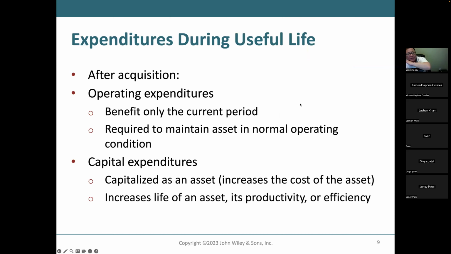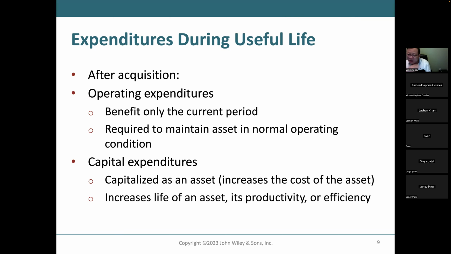Okay, and now expenditures during useful life. Expenditures. English is also my second language, so now I have to teach you the difference between expenditures versus expenses, right? Many students would think, are they the same idea, the same concept? And in our life, oftentimes we just use them interchangeably, right?